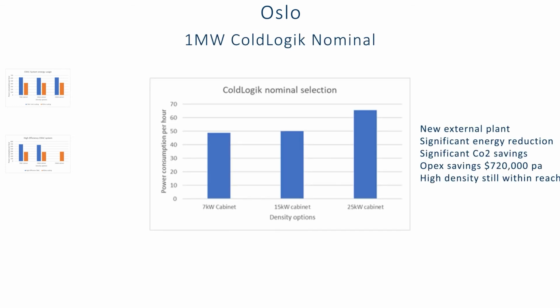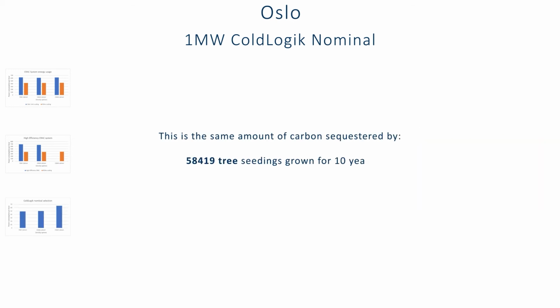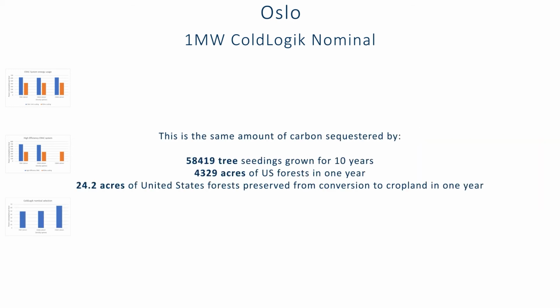When you implement free cooling with the higher water temperatures that ColdLogik RDC allows, it combines to remove the CRAC unit's ability to both deal with the high and lower heat loads. Compared with the traditional system, this allows for over 90% energy saving, or 3,533 tons of CO2. This is the same amount of carbon sequestered by 58,419 tree seedlings grown for 10 years, 4,329 acres of U.S. forests in 1 year, 24.2 acres of United States forests preserved from conversion to cropland in 1 year.